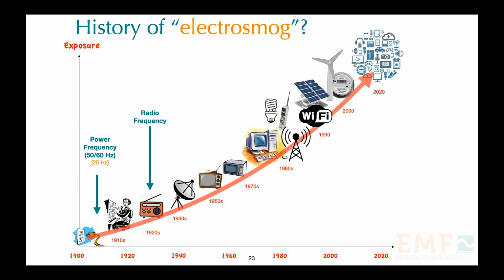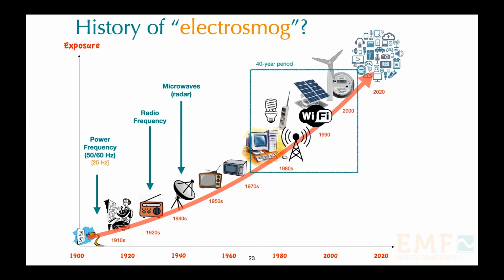Based on the work of Tesla and Marconi, we began to send radio frequency signals around the world, and AM radio stations began to appear in the 1920s. During World War II, radar was invented, and this uses microwave frequencies. During the 40-year period from 1980 to the present, use of personal computers, energy-efficient lights, cell phones, Wi-Fi, wind turbines, solar farms, and smart meters have increased dramatically, and all of these contribute to electromagnetic pollution. As of 2020, we are being exposed to 5G technology that includes millimeter waves and the Internet of Things.